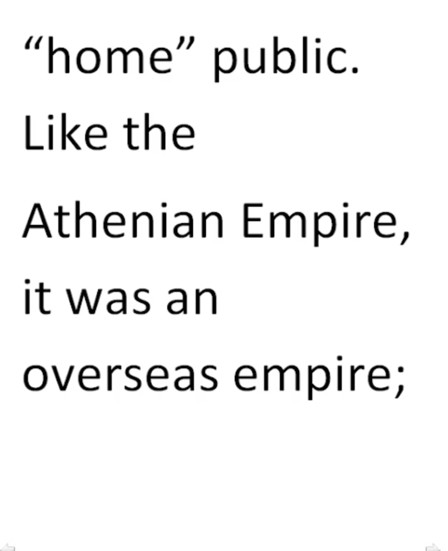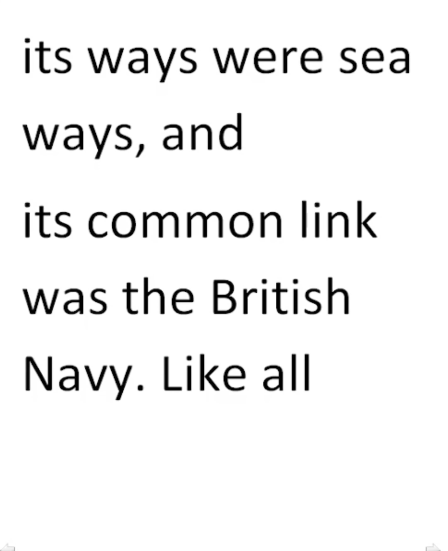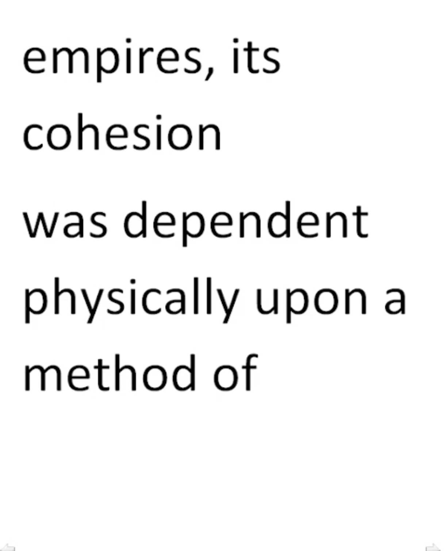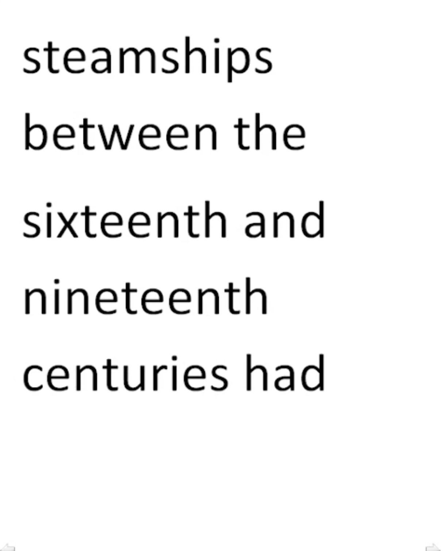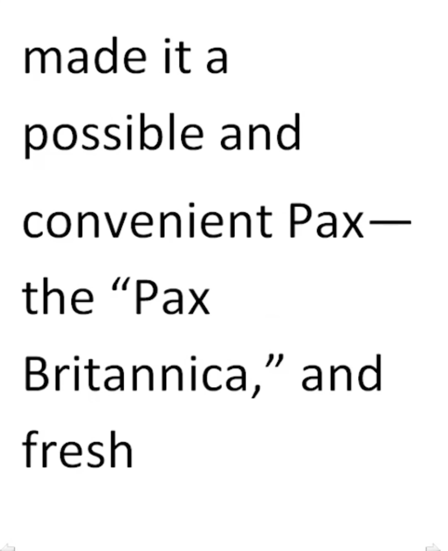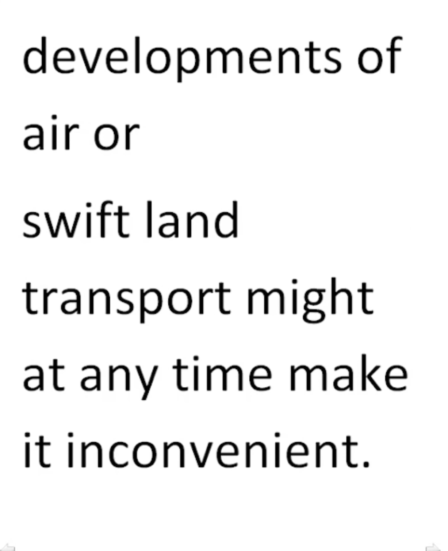Like the Athenian Empire, it was an overseas empire. Its ways were seaways, and its common link was the British Navy. Like all empires, its cohesion was dependent physically upon a method of communication. The development of seamanship, shipbuilding, and steamships between the 16th and 19th centuries had made it a possible and convenient Pax Britannica, and fresh developments of air or swift land transport might at any time make it inconvenient.